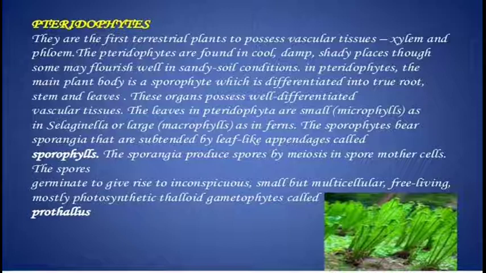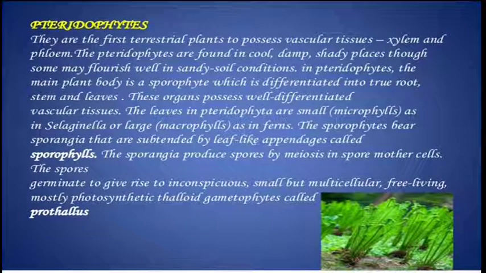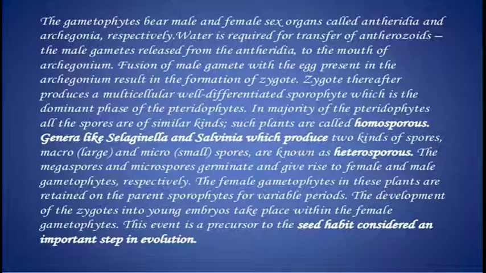The spores germinate to give rise to inconspicuous, small, multicellular, free living, mostly photosynthetic thalloid gametophytes called prothalli. The gametophytes bear the male and female sex organs called the antheridia and the archegonia.